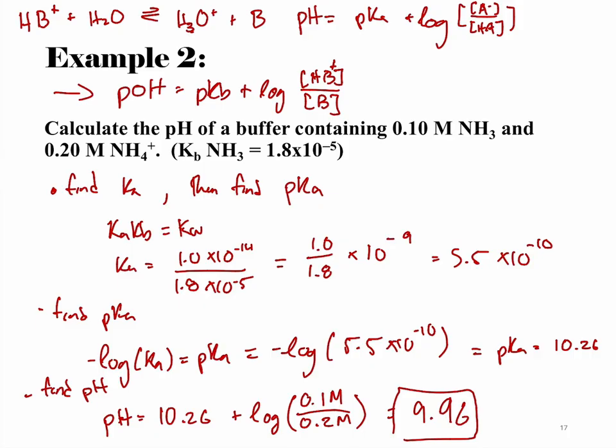Why? Because both of those are going to give you the same answer, because in this ratio right here, you would normally have a plus x, minus x. You're just assuming that those are small in these cases, which is true for most weak acids and weak bases.